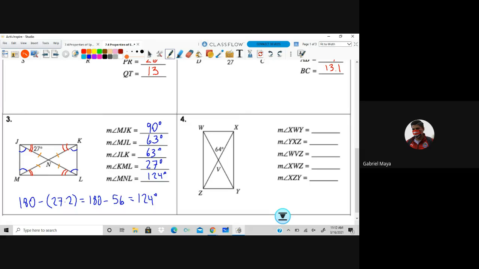Ashley, you're stuck. Michael, you say you got 64. What is 64? Okay. Michael, what did you get 64 as? Because which angle? XW. You say that this angle right here is 64? Ooh, no. That is not correct. Okay. Ashley, you say you're stuck. Okay.